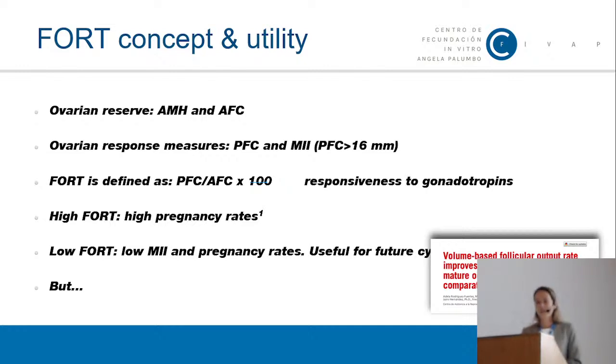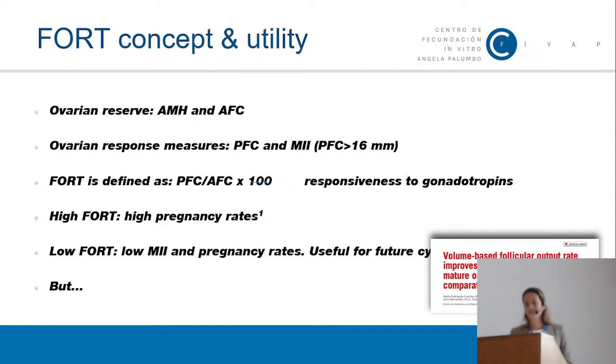The follicular output rate is defined as the relationship between both parameters. It's the number of follicles over 16 millimeters divided by the antral follicle count multiplied by 100, and represents the capability of the ovary to respond to gonadotropins. A high FORT has been associated with high pregnancy rates and good embryo quality, while a low FORT has been associated with a low rate of mature oocytes and low pregnancy rates, and it has been proposed useful for planning future cycles in those patients.